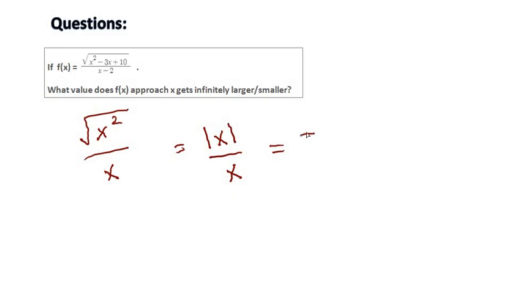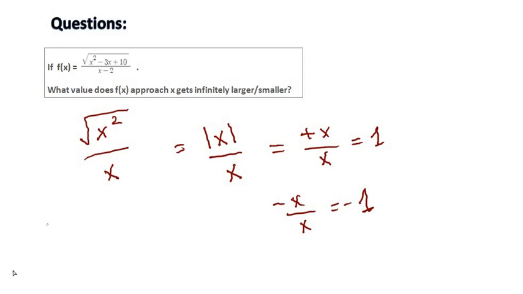This is equal to positive x over x or negative x over x. The first is 1 and the second is negative 1. As x gets infinitely larger, the value of the function approaches 1. As x gets infinitely smaller in the negative direction, the value of the function approaches negative 1.